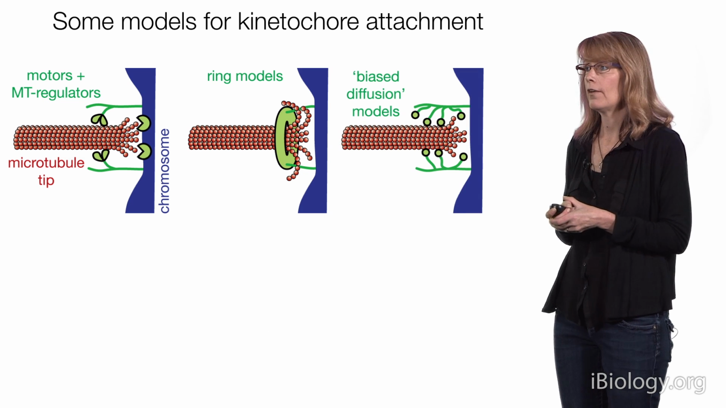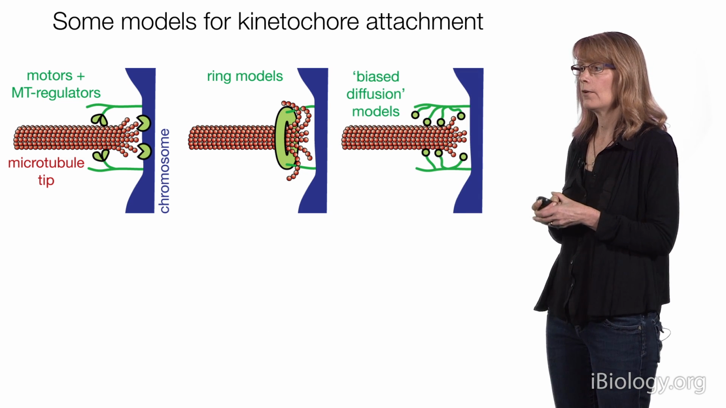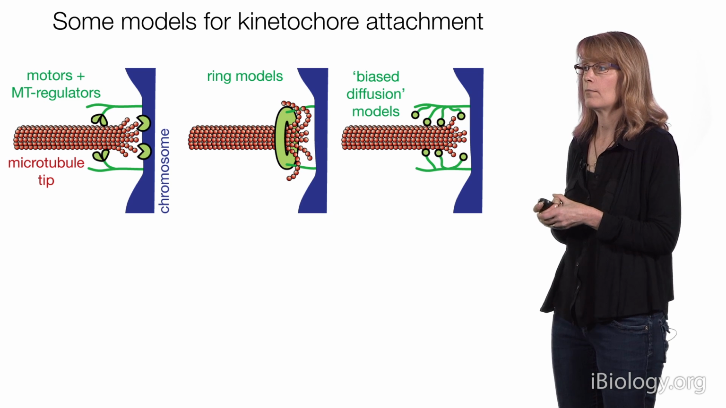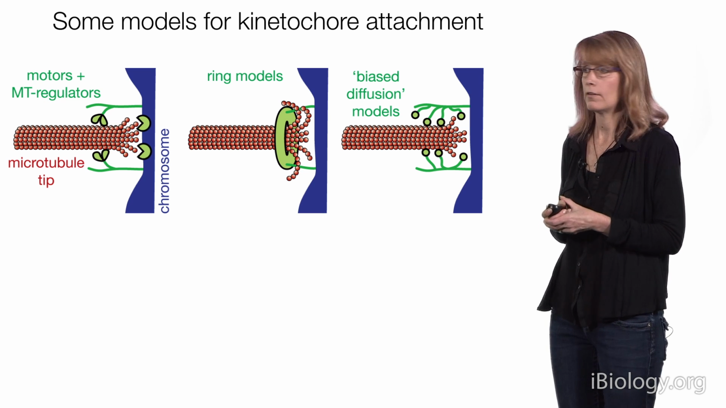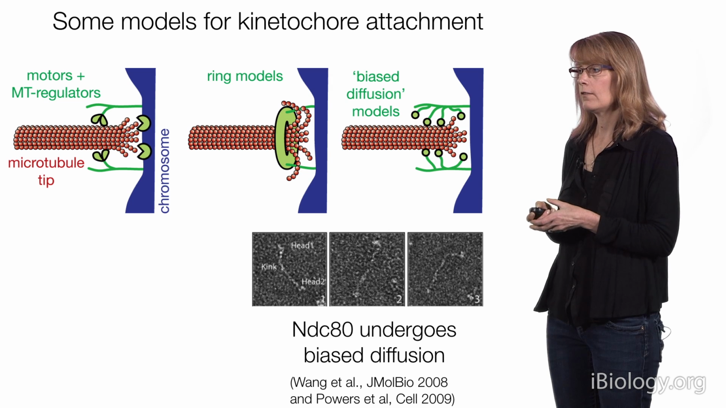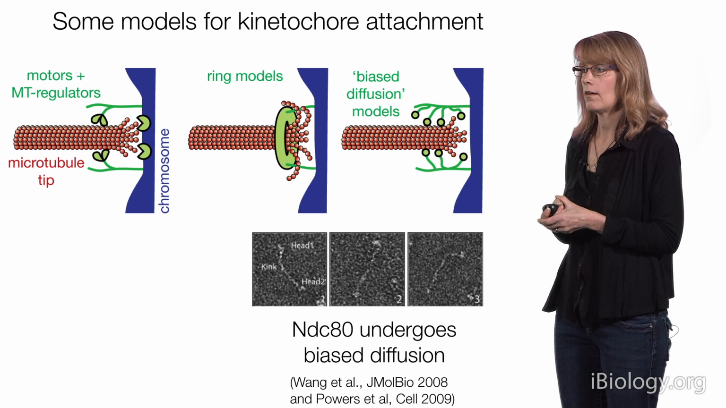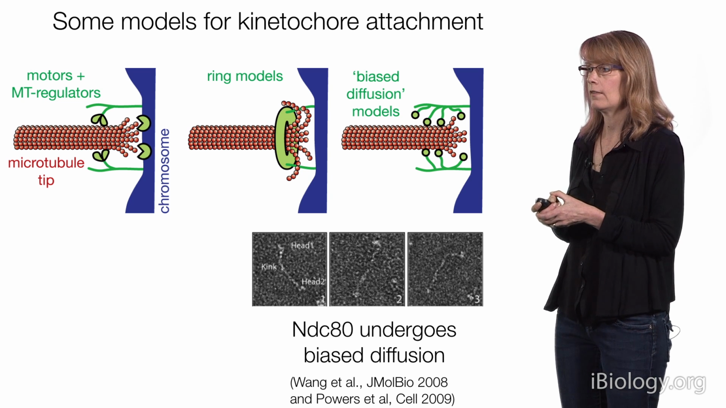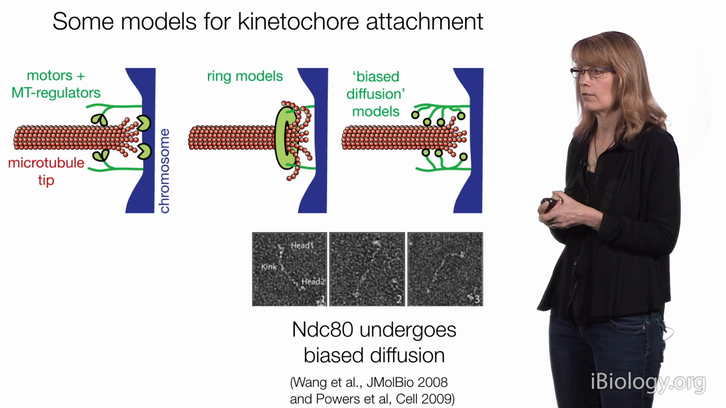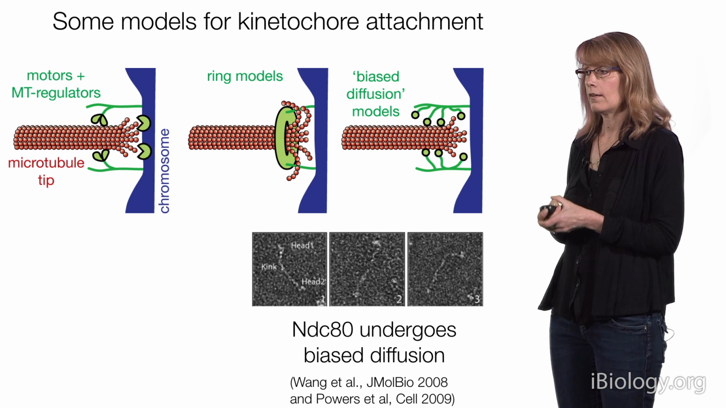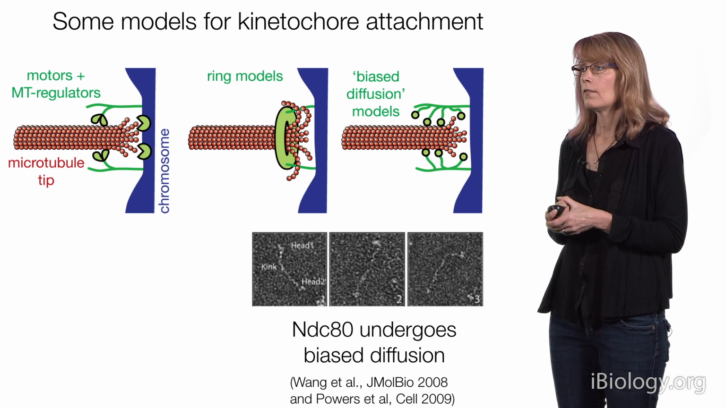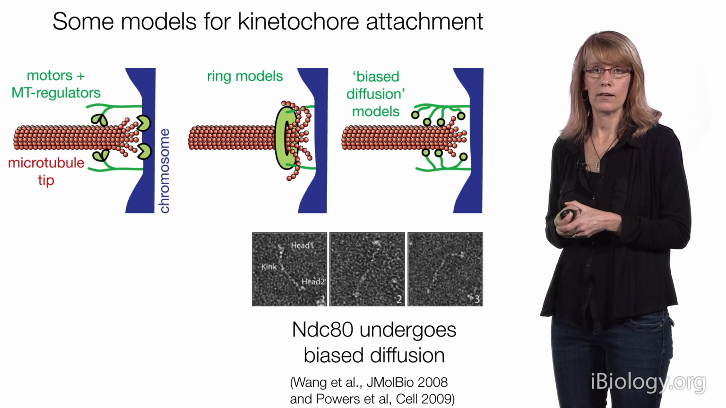Biased diffusion models are also very popular. The idea here is that multiple microtubule binding elements within the kinetochore rapidly bind and unbind to the tip of the microtubule, and as long as this occurs in a biased manner, it would maintain an attachment near the tip. These are just EM images of the NDC80 complex to show you that there are long coiled-coil proteins that have globular domains that bind to the microtubule, and the Asbury and Davis labs showed that this complex can undergo biased diffusion. So we still don't know what the actual underlying mechanism is.